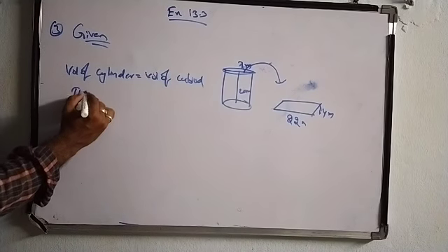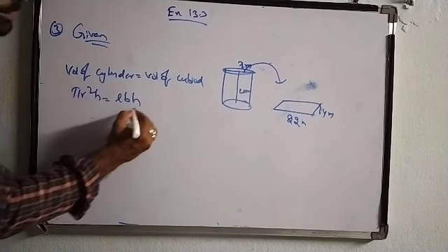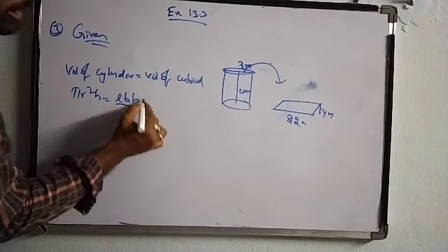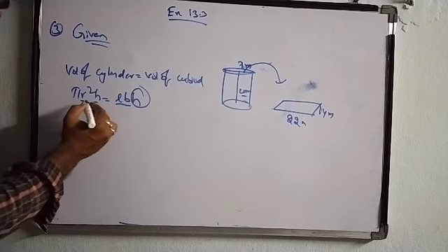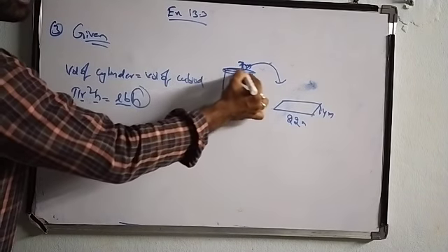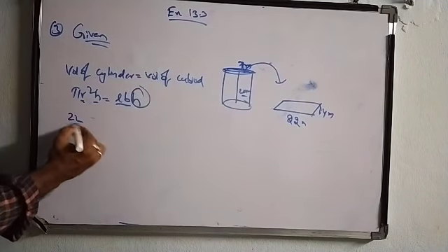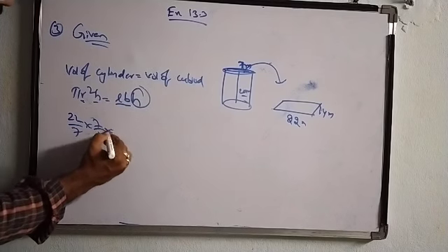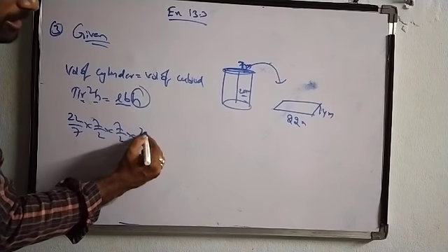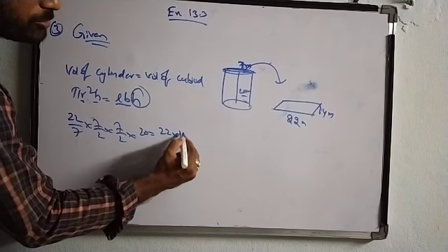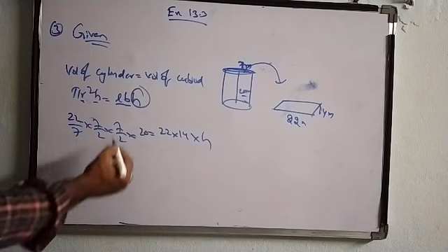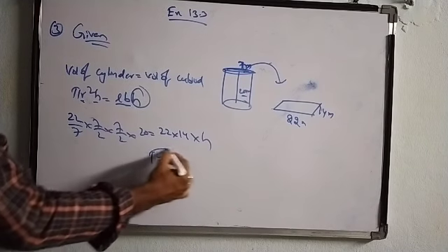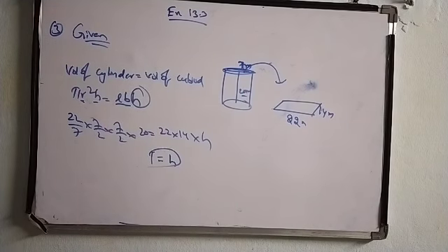So volume of the cylinder, pi r square h, is equal to lbh. Length and breadth are already there. Height we need to find out. The height of the cylinder is 20, radius is 7 by 2, since total diameter is 7. So 22 by 7 into 7 by 2 into 7 by 2 into 20 is equal to 22 into 14 into h. Better you transpose to one side and do cancellations first. You will get the height value, height of the resulting platform. Next, we will see the fourth question.